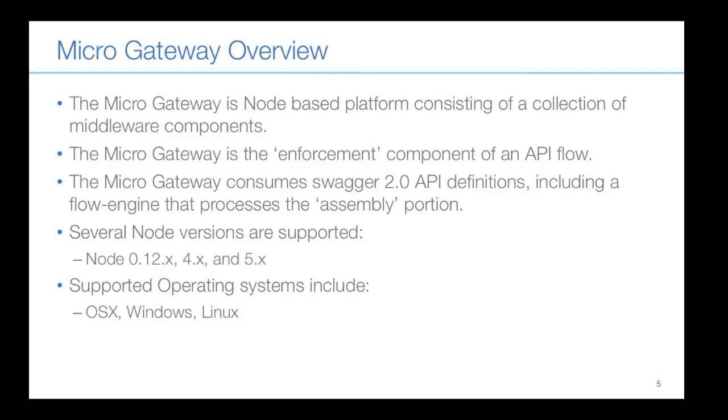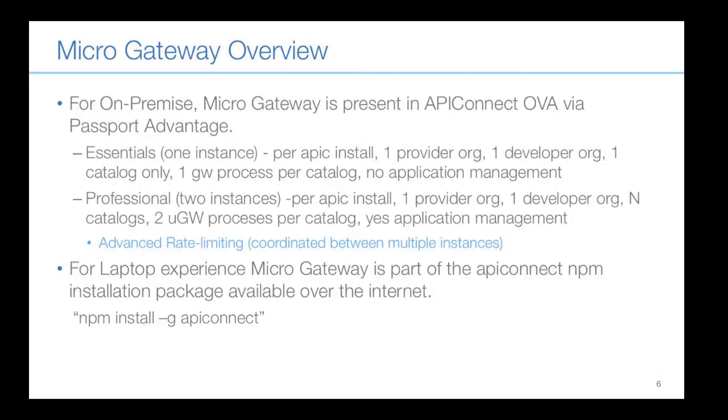Several versions of Node.js are supported, so 0.12, 4.x, and 5.x are all supported. And the operating systems, OS X, Windows, and Linux are the ones that are supported for the micro gateway. So if you're deploying a micro gateway, it's present in the API Connect OVA. I also mentioned it's also present in the NPM API Connect download, if you will.